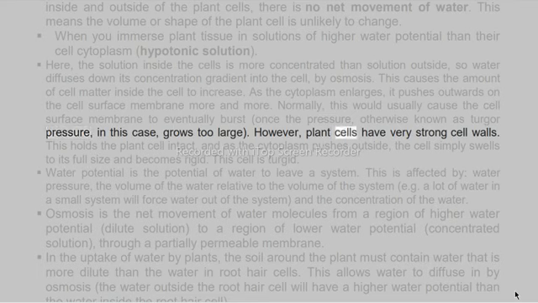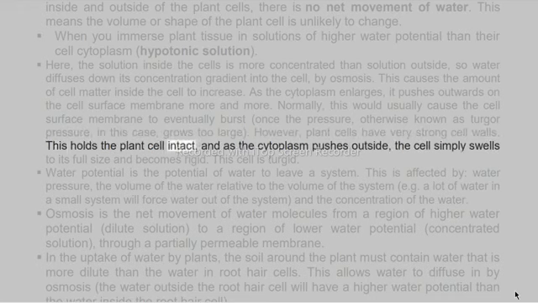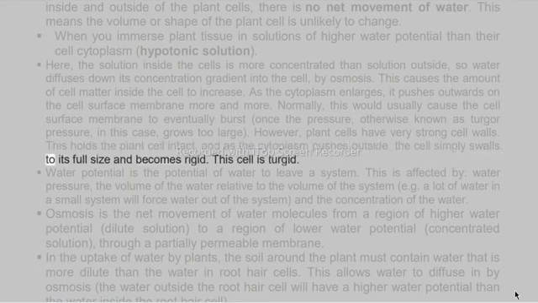However, plant cells have very strong cell walls. This holds the plant cell intact, and as the cytoplasm pushes outwards, the cell simply swells to its full size and becomes rigid. This cell is turgid.